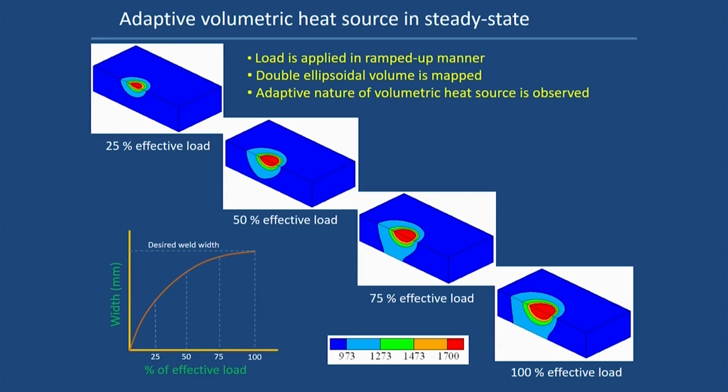So, that means from the very beginning, at the 25% effective load, there is a small width, and it gradually increases until at a certain time, at the 100% load, it reaches the steady state situation. That is actually implemented using the adaptive volumetric heat source.